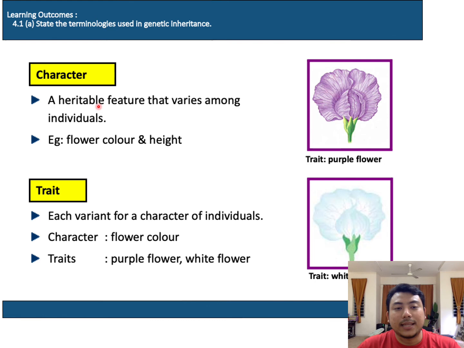So character, what is character? Tadi saya cakap character, saya cakap trait. Basically, character is a heritable feature that varies among individuals. For example, the flower color, the height. Apakah karakter yang kita nak tengok? Tinggi pokok tu ke, sama ada tinggi atau rendah, ataupun warna bunga tu ke? So that is a character. What is trait? Each variant for a character of individuals. Maksudnya variant, kepelbagaian dia. Character, flower color. Traits dia, purple, white. Dia mungkin confuse sikit dengan allele tu tadi, tapi allele tu adalah genetic representation. Trait ini dalam bahasa lay language lah, dalam bahasa perbualan biasa.